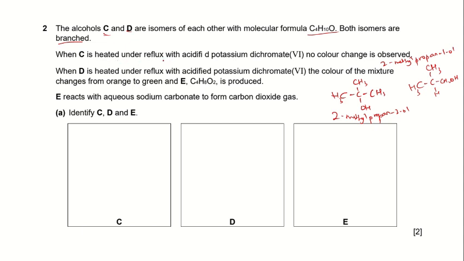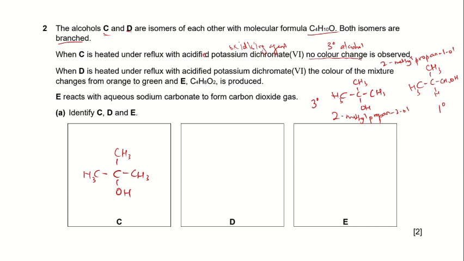Now let's look at more information about C and D. When C is heated under reflux with acidified potassium dichromate(VI), no color change is observed. No color change, not oxidized; this is the oxidizing agent. C cannot be oxidized. C is a tertiary alcohol. So between 2-methylpropan-2-ol and 2-methylpropan-1-ol, this is the tertiary alcohol. 2-methylpropan-1-ol is a primary alcohol. Now, how do I know? The carbon that's bonded to the OH is bonded to 3 alkyl groups, so tertiary alcohol. Primary alcohol, because the carbon bonded to the OH is bonded to only 1 alkyl group. So C is 2-methylpropan-2-ol.